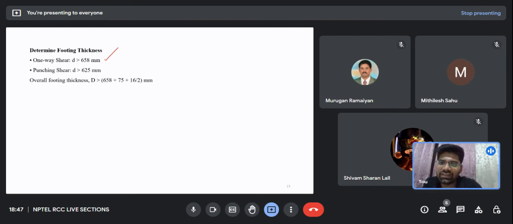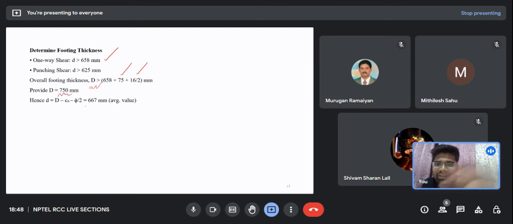Now 658 is the effective depth. Cover is given. The question asks us to use a bar diameter of 16. So after adding it, I will get an overall depth of 750. So this was all about finding the cross section of footing and the depth of footing. Now let's move on further. I have rounded it off to 750.